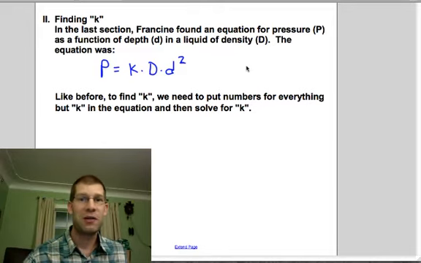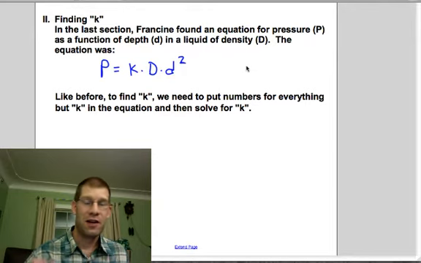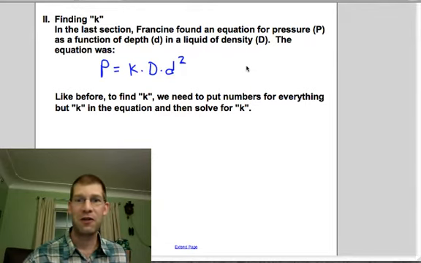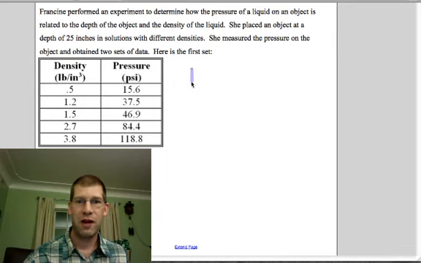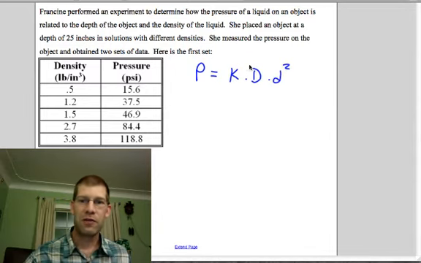But I'm referring back to the sheet that we had in the notes from section 8. So I wrote in the last section, Francine found an equation for pressure as a function of depth and density. And there's the equation that we pulled out of the notes yesterday, section 8. So like before, to find k, we need to put in numbers for everything but k in the equation and then solve for k. So if I move down to my next page, I'm going to write out the equation again. So we have P equals k times capital D times lowercase d squared. And we're looking for k.